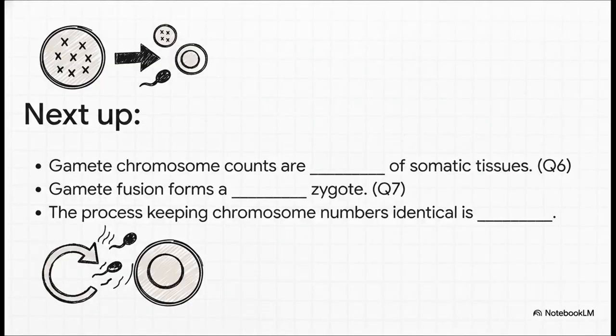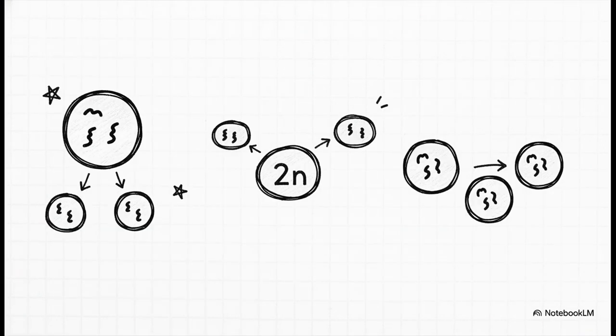Next up, the chromosome count in gametes, the sex cells, is what fraction of the number in somatic cells? Then, when a male and female gamete fuse, they form a something zygote. And finally, what's the name of that incredible process that keeps the chromosome number the same when cells divide? Ready for the answers? They are half, 2n, and mitosis. These are super important concepts.